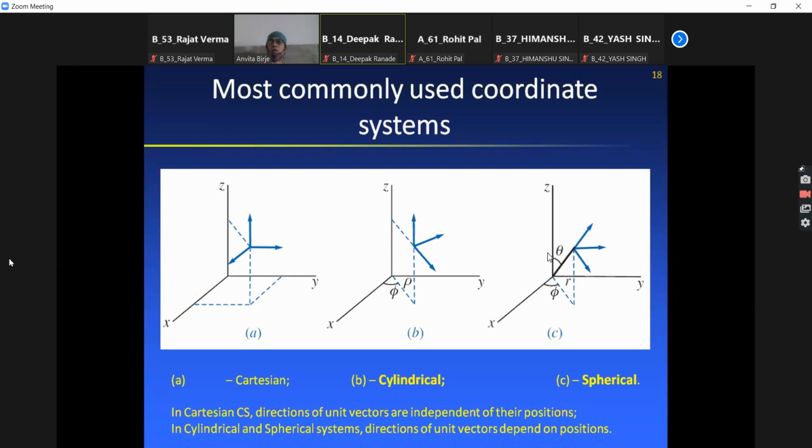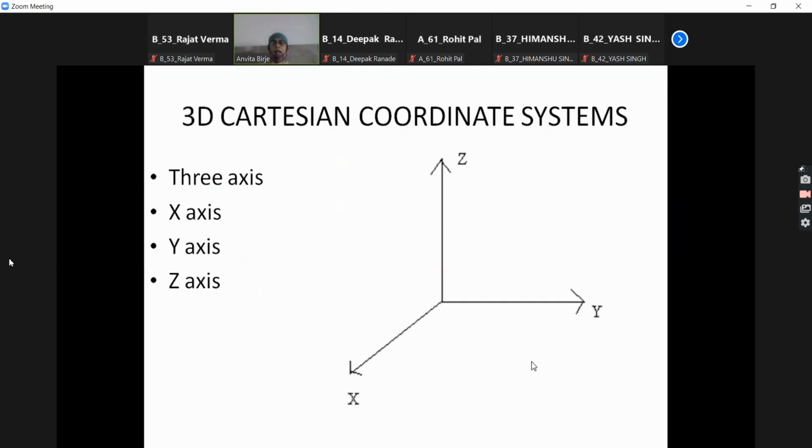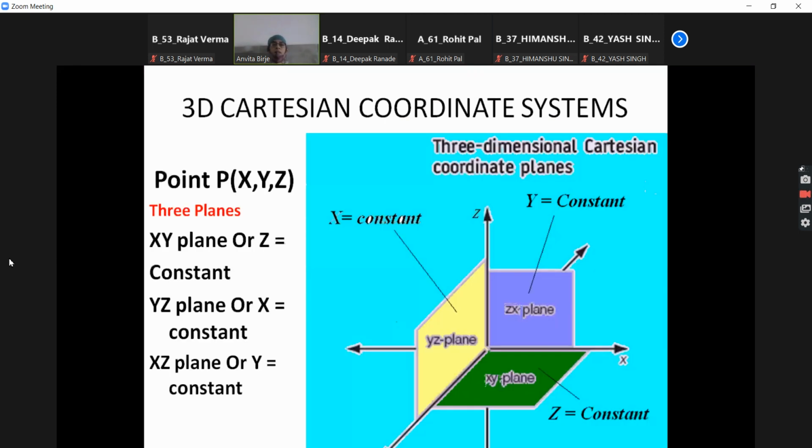Okay, so let's go ahead and understand the cylindrical system. ये x, y, z कैसे आता है? So in Cartesian or cylindrical system, we have three axes x, y, and z. Okay, so there are three planes basically. So which are the three planes? As you can see, the first plane is the xy plane.